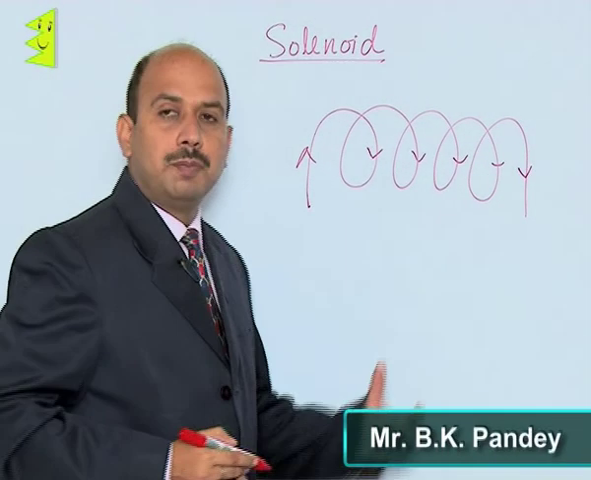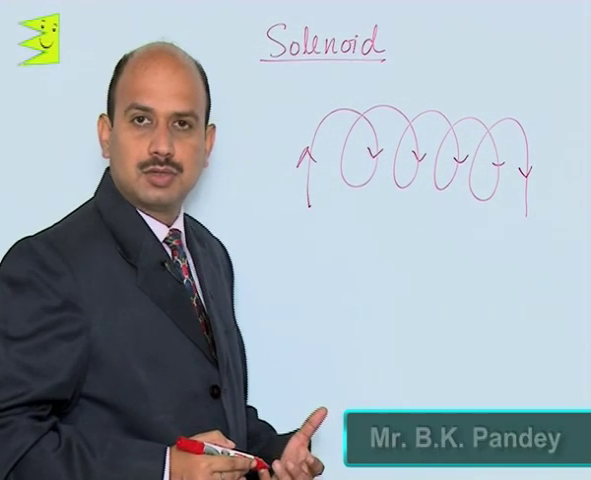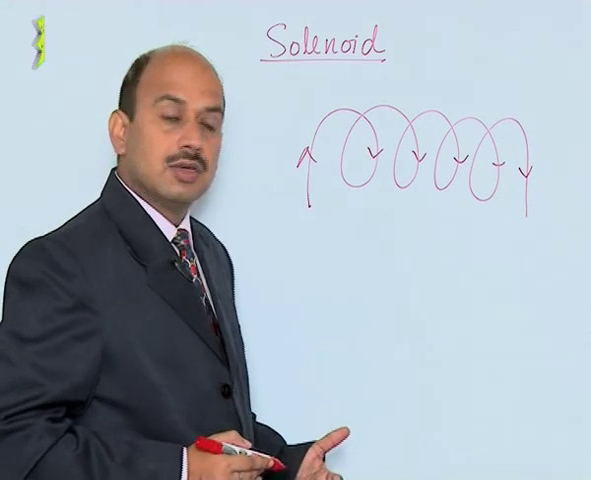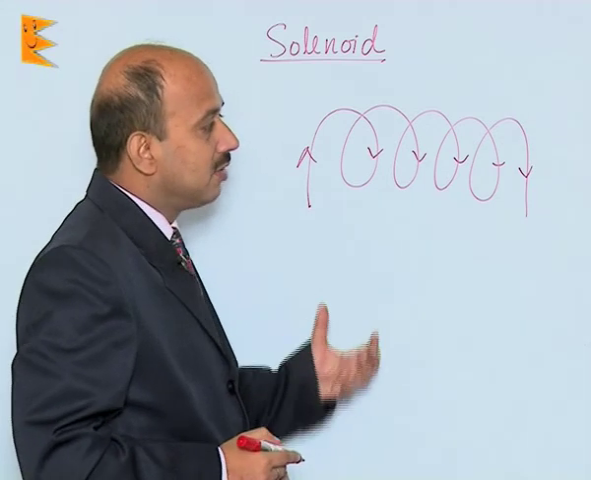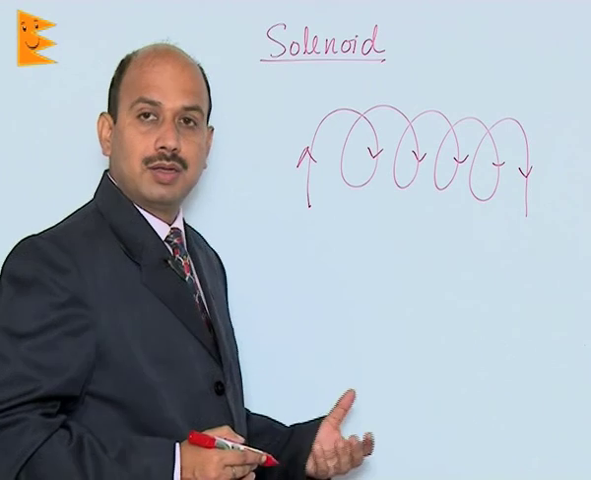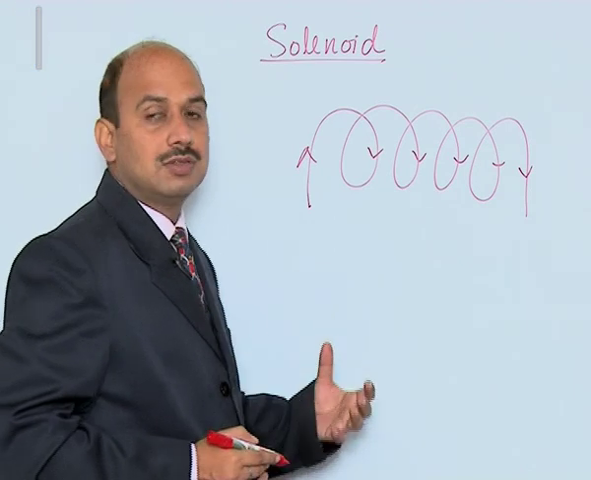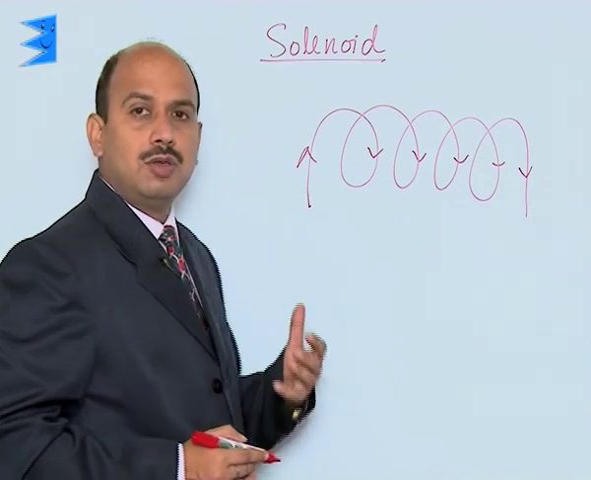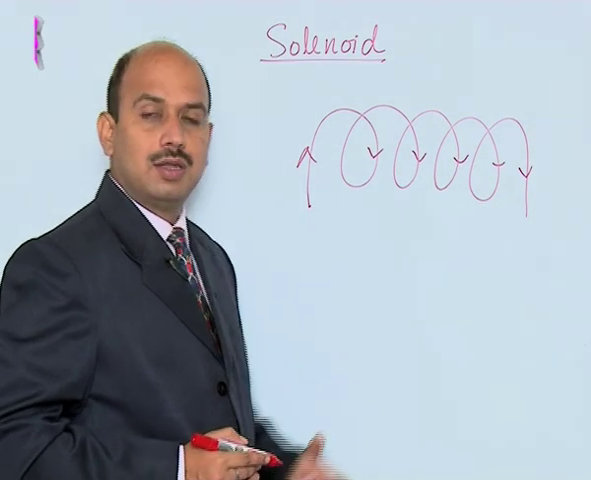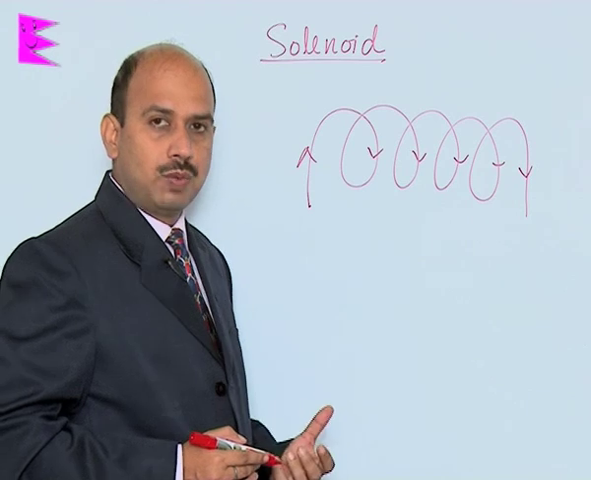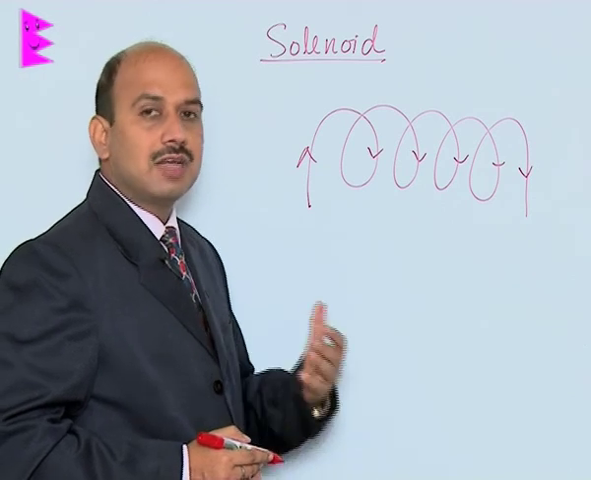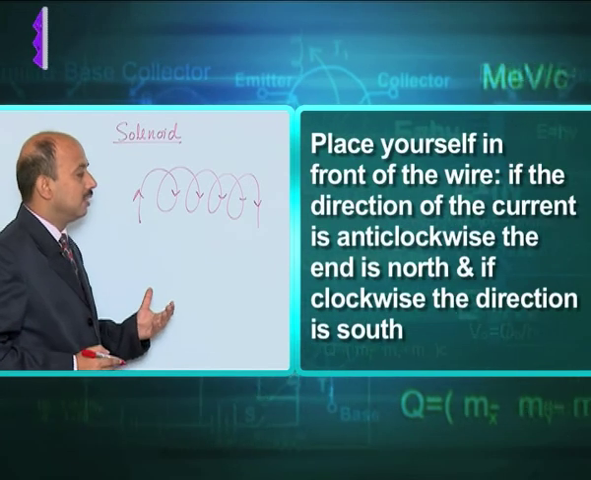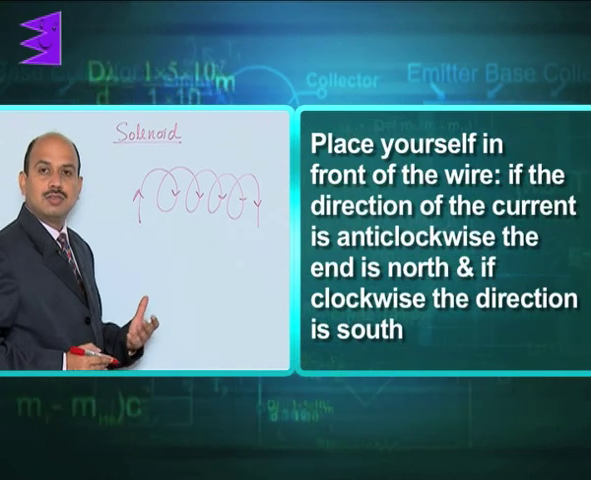This solenoid behaves as a magnet, as a bar magnet we can say. So, for deciding how it behaves as a bar magnet and which end is the south and which end is the north, a simple way is to imagine your position in front of the coil. If the direction of the current is anti-clockwise, that side is north, and if the direction of current is clockwise, then it is south.